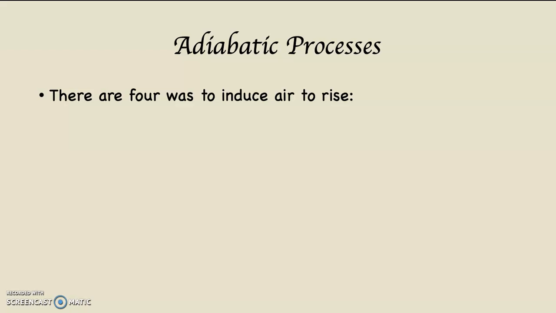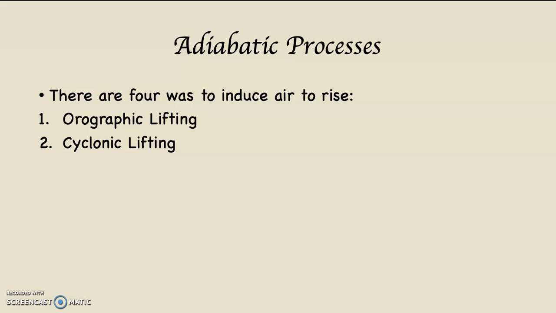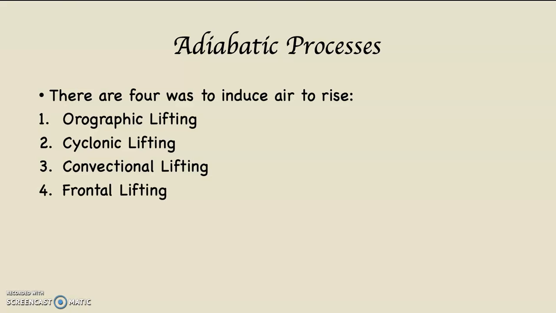There are four ways to induce air to rise. Orographic lifting, which happens when air rises up and over a mountain. Cyclonic lifting, which happens when air rises in a low pressure system. Convectional lifting, which happens as a result of surface heating, so the ground gets hot, especially during the day. The air in contact gets hot and hot air rises. And frontal lifting, which occurs when warm and cold air masses meet and the warm air is forced to rise. We will go through each one of these in more detail.